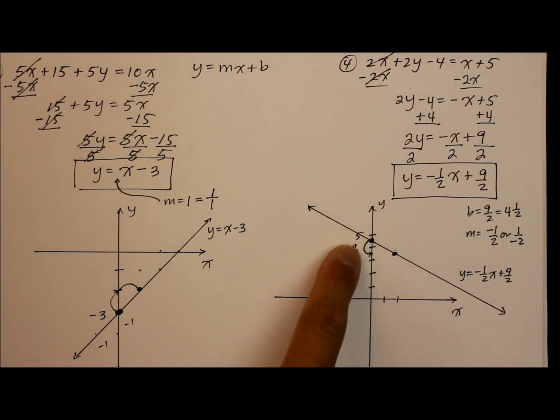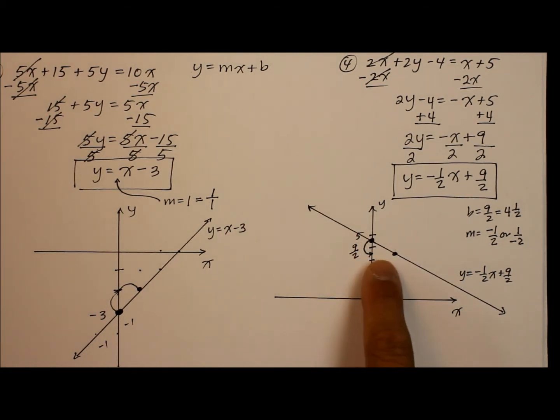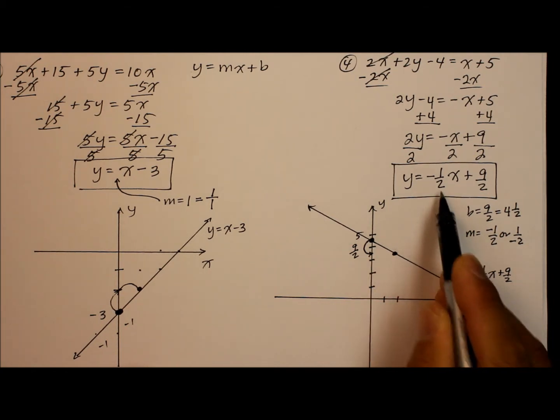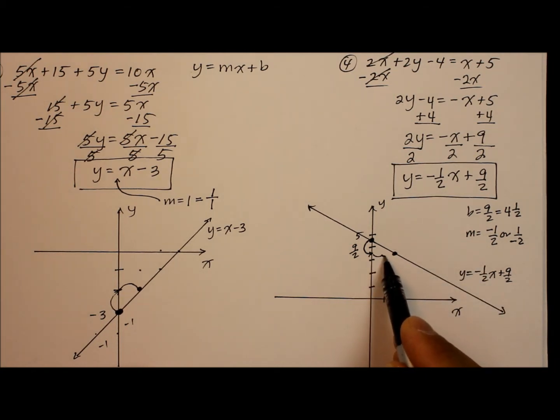Remember to go down one whole, okay, from 4.5. Don't forget to go down not just a half space, but one whole space. And then from there, over 2. 1, 2. So that's the second point, okay?